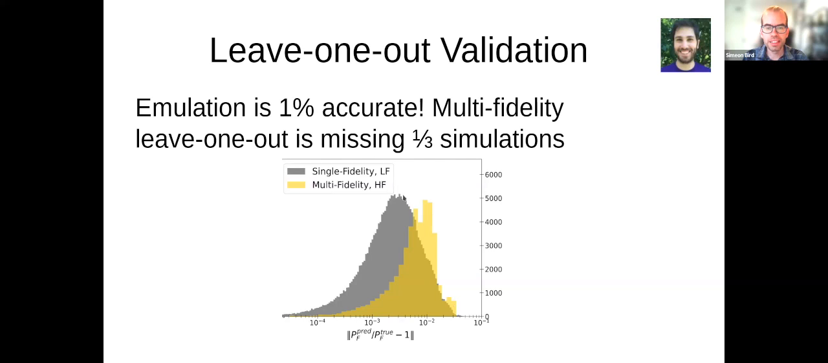This one is single fidelity predicting the low-fidelity simulation, which is not quite converged, but you can get an idea of what the cosmological parameter exploration is doing. This is accurate to about 0.2%. So this is really a pretty accurate emulator.